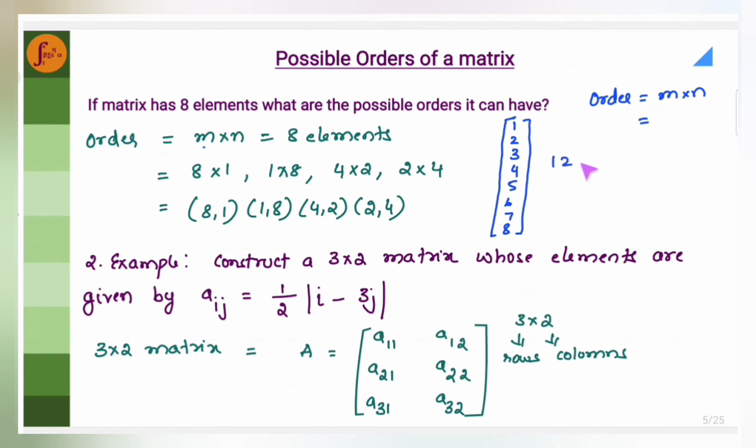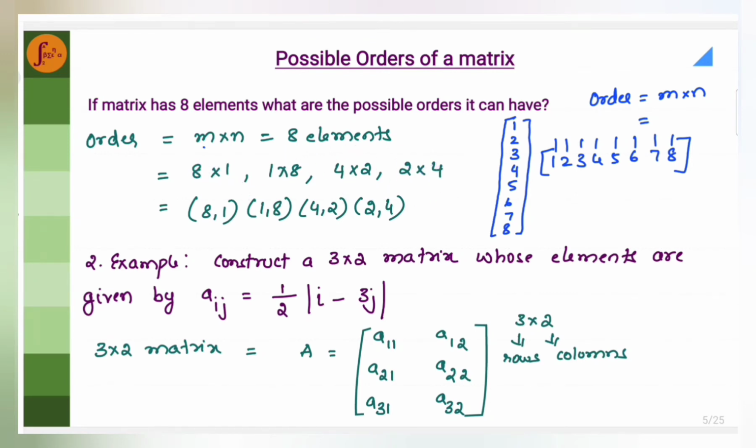Another way is you can write like this: 1, 2, 3, 4, 5, 6, 7, 8. Basically you have 1 row but 8 columns, each of these is a column. This is one way. Then you can also have 4 by 2. 8 is nothing but 4 into 2, 2 into 4, 8 into 1, or 1 into 8. So we come up with all the possible combinations this way.